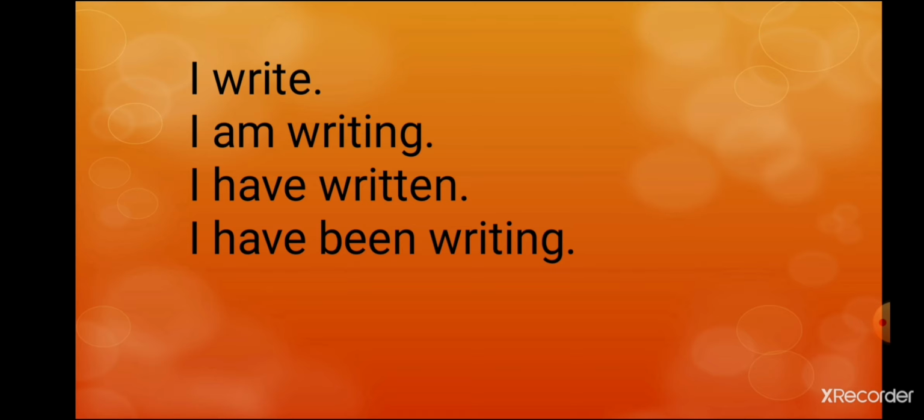Then the third one, I have written. Present perfect. Here students, the perfect form indicates, वो क्या शो करती है बेटा perfect form? The perfect form indicates that the action has been completed or we can say perfected. Then I have been writing.